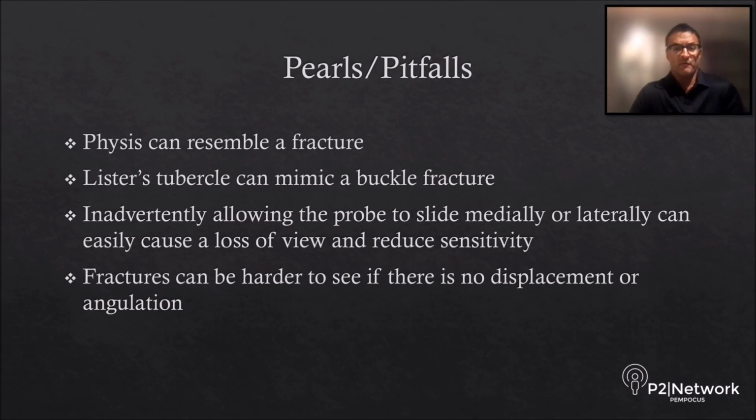There are some pearls and pitfalls to be aware of. The physis, which is again very specific to pediatrics, can resemble a fracture. So you need to know where your physes are and what's normal and abnormal for the age range that you're dealing with. Lister's tubercle, which can be seen in older children, can mimic a buckle fracture. It can look a little bit like a buckle fracture. And inadvertently allowing the probe to slide medially or laterally can also easily cause a loss of view and reduce sensitivity. And fractures can actually be harder to see if there's no displacement or angulation.